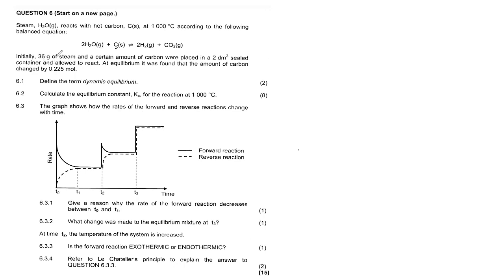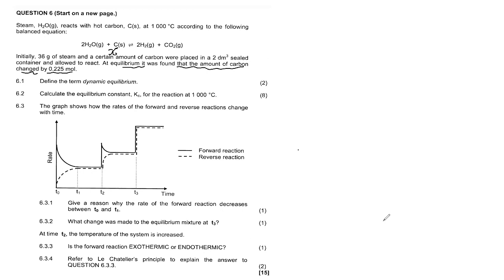Now, initially 36 grams of steam and a certain amount, which means X amount, of carbon were placed in a 2 dm cubed container and allowed to react. At equilibrium, it was found that the amount of carbon changed by 0.225. Note that statement. This does not mean that at equilibrium we find 0.225 mole, but rather that we observe the change in the number of moles was 0.225 mole.